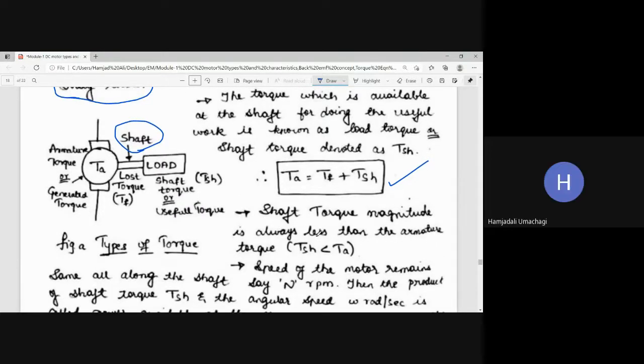Then shaft torque magnitude is always less than armature torque. So this shaft torque, whatever useful torque is available at the load, will always be smaller than the generated torque TA. Why? Because certain losses take place at the shaft side. So TSH is always smaller than TA.